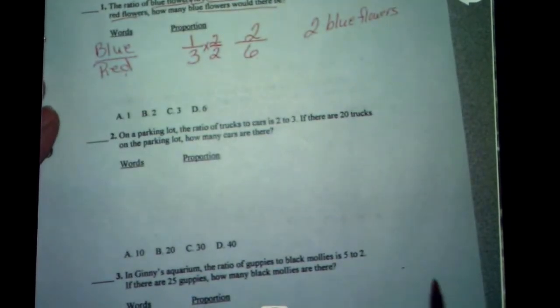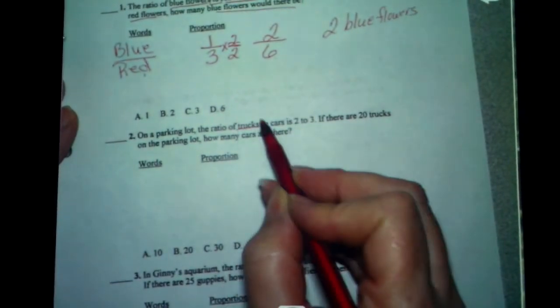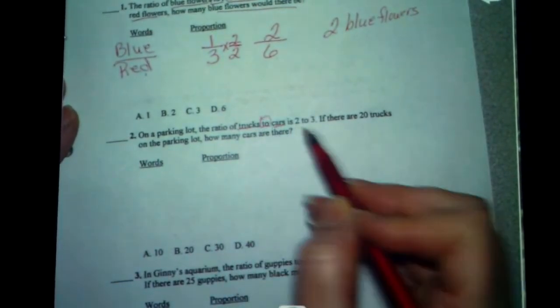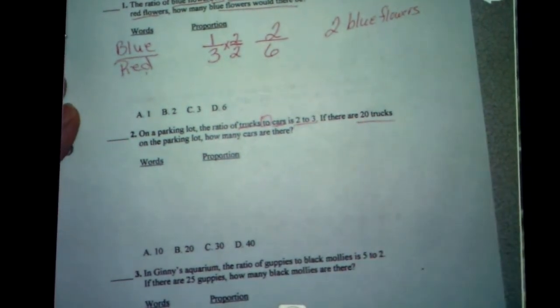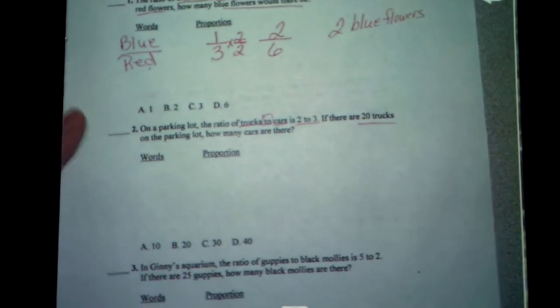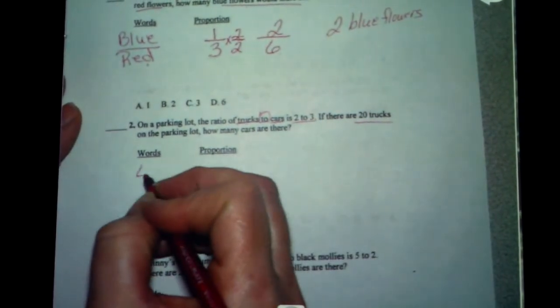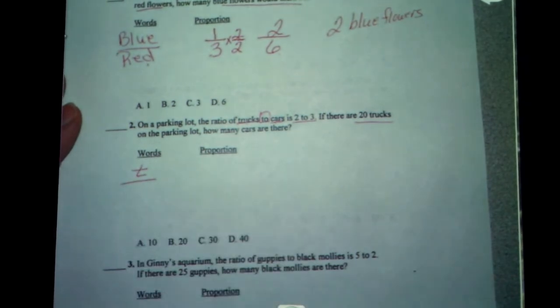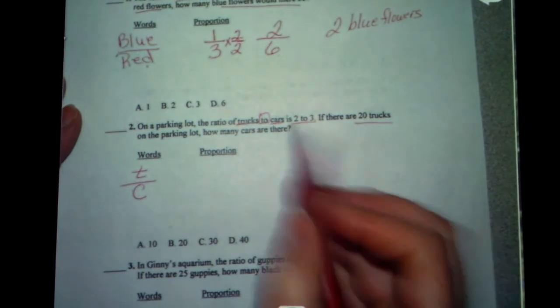Okay, let's go do another. On a parking lot, the ratio of trucks to cars is 2 to 3. If there were 20 trucks on the parking lot, how many cars were there? Okay, again, I want to go back to my words. This time I'm not going to write my words out, I'm just going to use the first letter. Trucks to cars. 2 to 3.